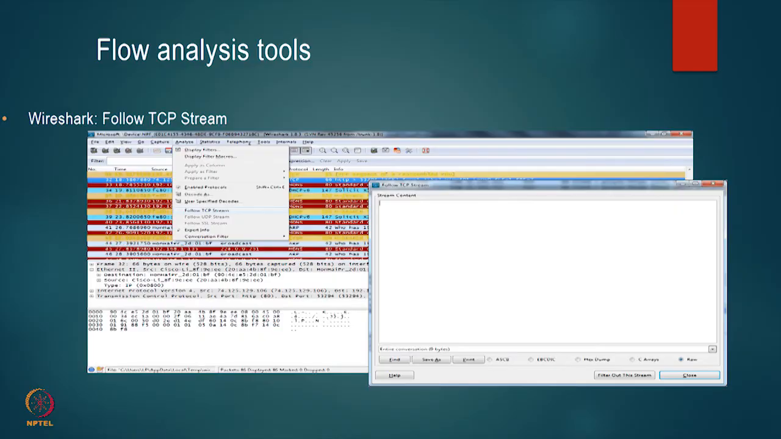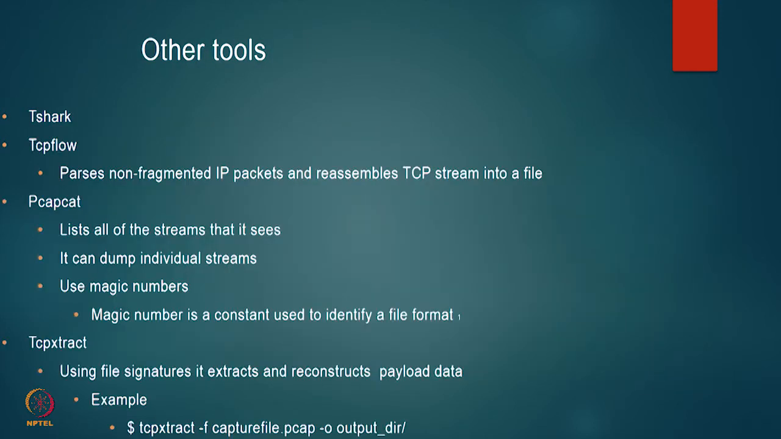Now, we can use Wireshark to do this flow analysis. The easiest way is to go to Analyze and then Follow TCP Stream. TCP establishes some kind of session, so this can get what happens with that particular TCP flow. So, it is much easier.